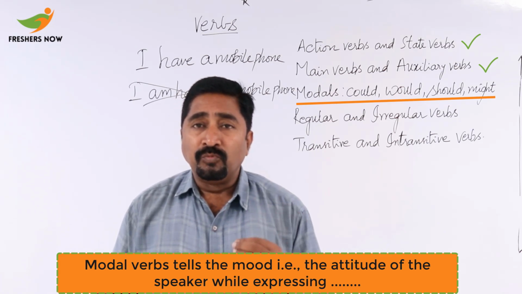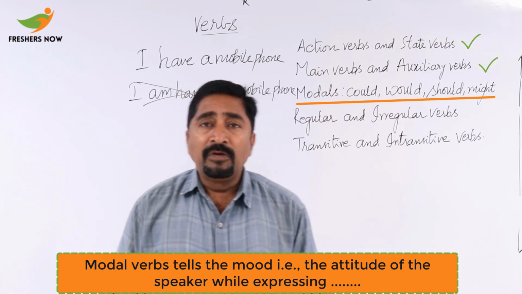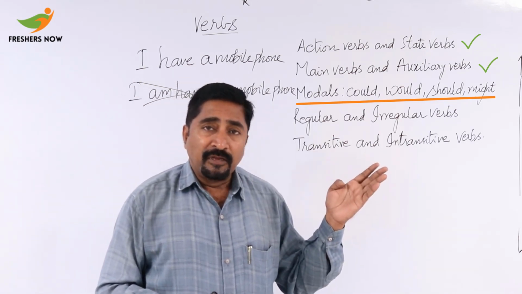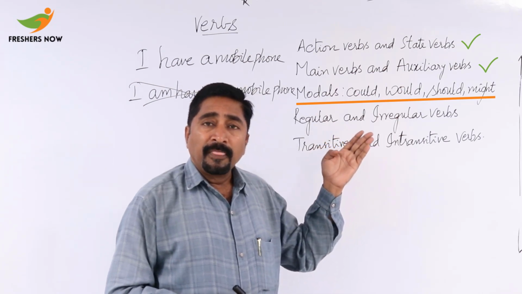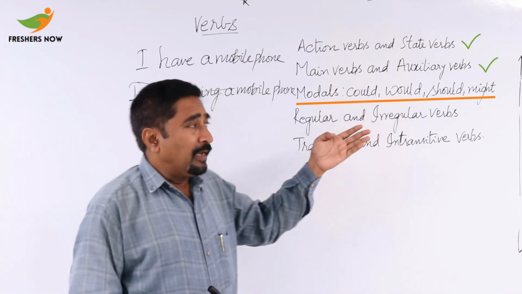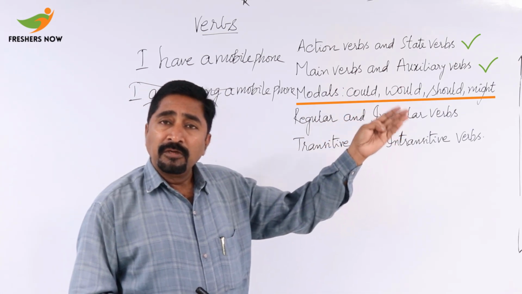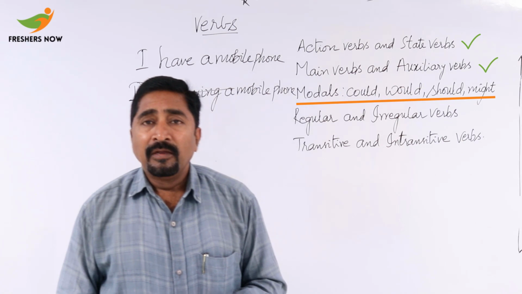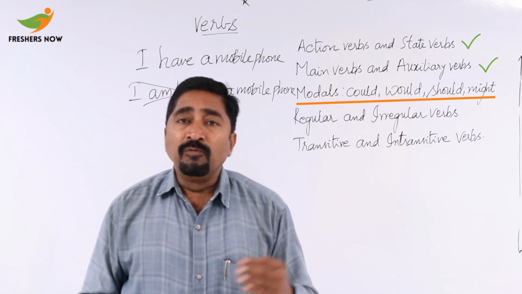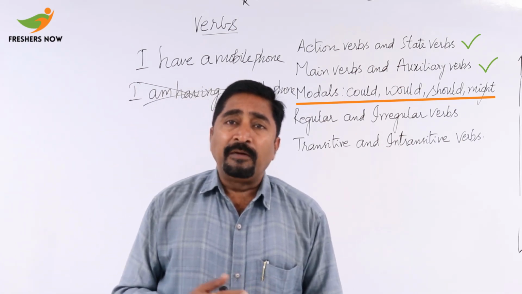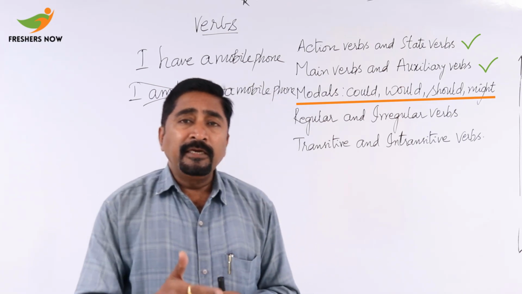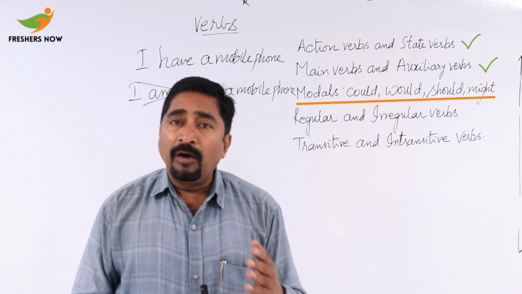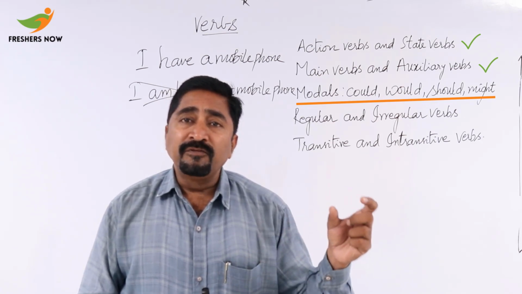It speaks about the attitude of a speaker, how it is to express. And there are different kinds of modals, like can, could, will, would, and we have shall, should, may, might. So this is where we use them in the case of modal verbs. For example, in the case of the use of modals, we should have an understanding of how each modal verb is used.